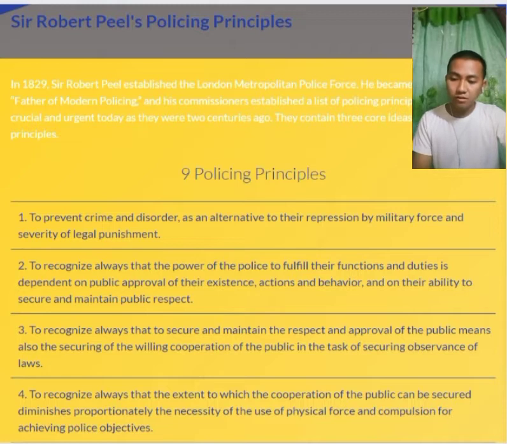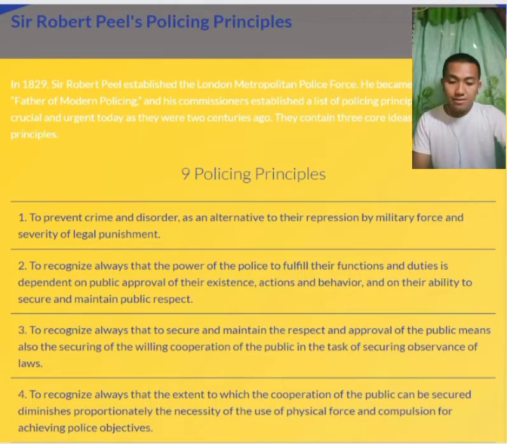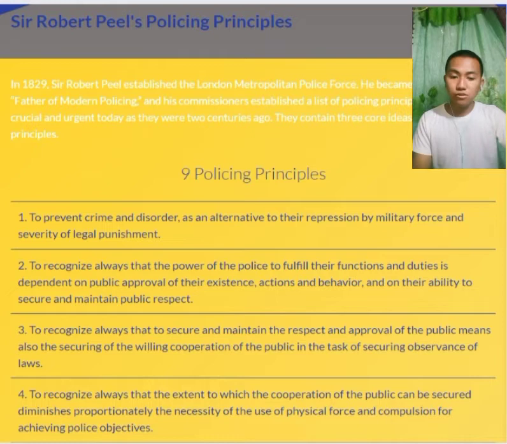So number three, to recognize always that to secure and maintain the respect and approval of the public means also the securing of the willing cooperation of the public in the task of securing observance of laws. So the police not only secure their good profile with the people, they also want to assure that the people will cooperate to observe and always follow the laws.